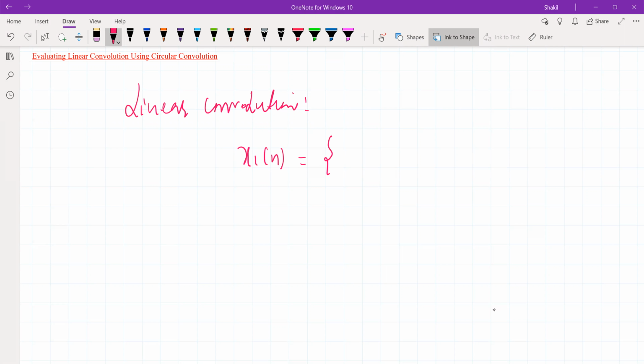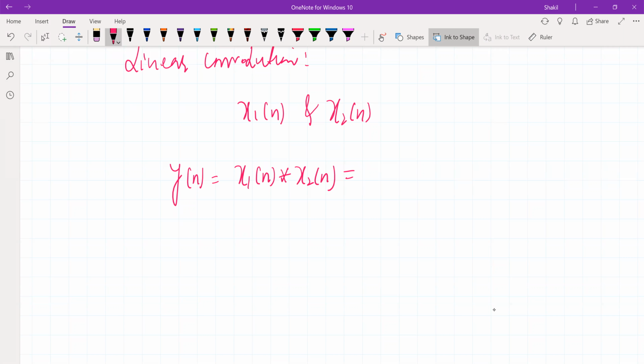x1 of n and x2 of n is defined like this, where this is the symbol of the linear convolution, and the formula is given by the summation from minus infinity to infinity, x1 of n minus k, x2 of k. So this is how we learn the linear convolution between two sequences.